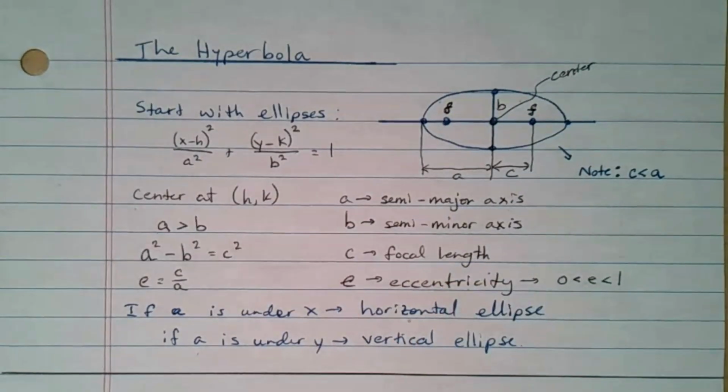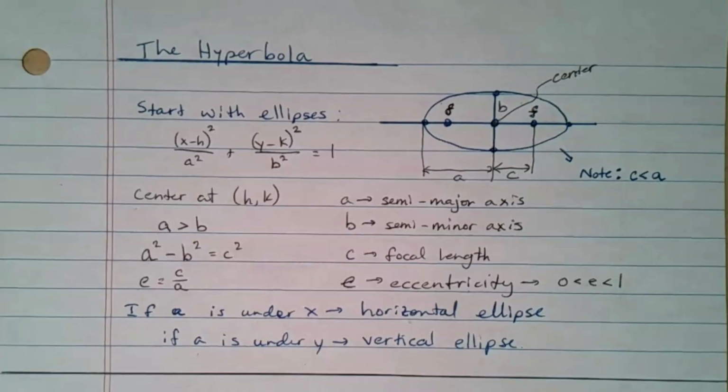Please note that if the larger number is under the x value, it's going to be a horizontal ellipse. If the larger number is under the y value, it is going to be a vertical ellipse. So you need to know all of that before we talk about the hyperbola.